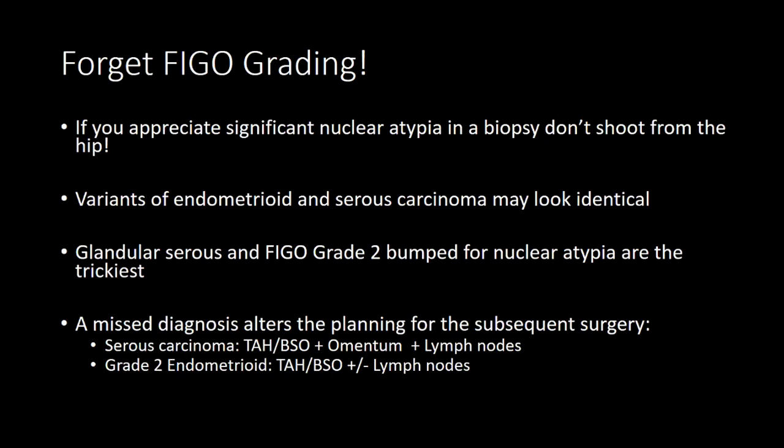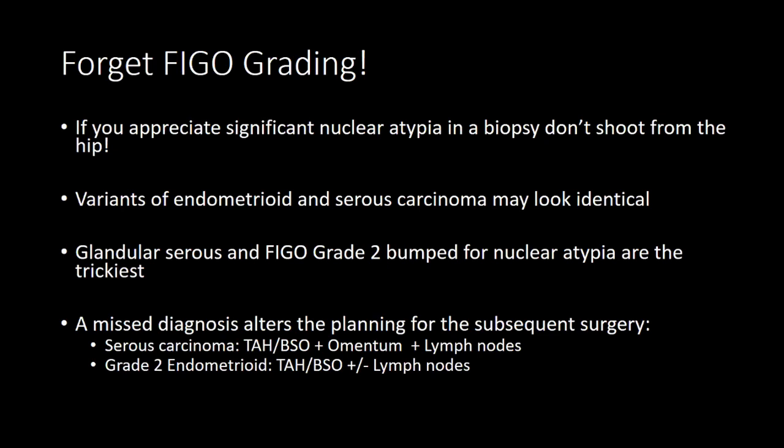Keep this in context. I don't mean forget FIGO grading altogether. But what I mean in this case is that we're not ready to FIGO grade this tumor yet. And so if you're ever looking at a biopsy and you appreciate what you would say is moderate to severe nuclear atypia, and it's scattered all throughout the biopsy, do not just say, well, we're going to call this endometrioid carcinoma and we're going to bump the FIGO grade, right? And that's what I mean by forget FIGO grading.